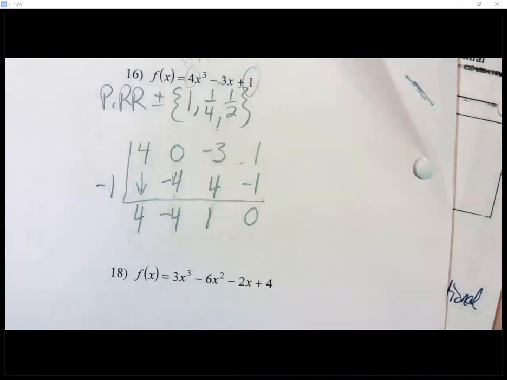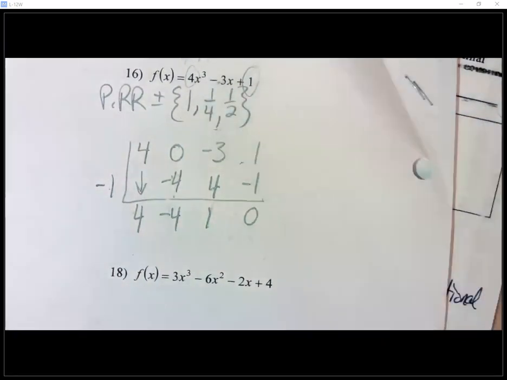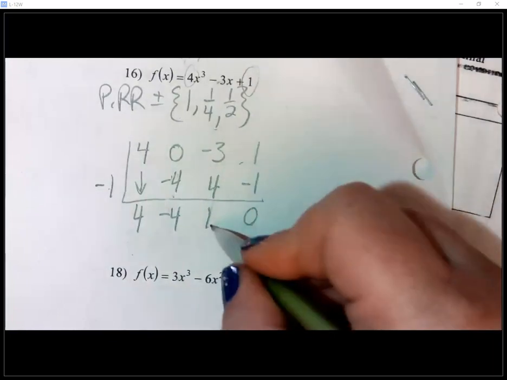There might be other ones, because how many total solutions are there going to be? 3. There might be other ones in this list that work. By the way, remember that you can have such things as double roots. It's possible that -1 is a solution again. I have no idea, but I'm down to a quadratic now. There's my remainder, there's my constant, x to the 1st, x².